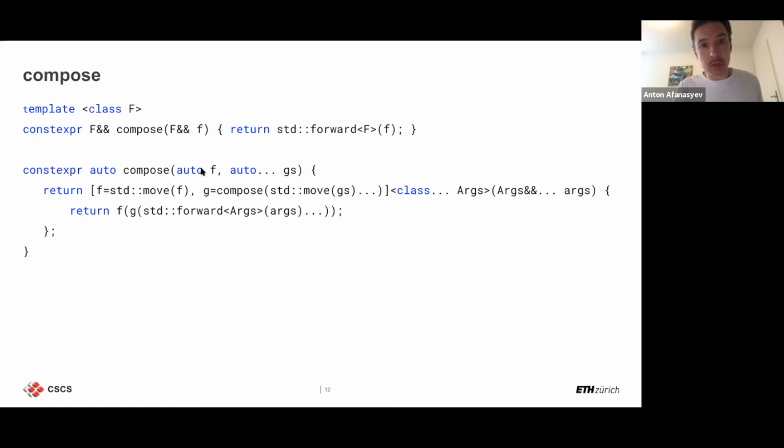So if you have some function F and others, we first compose all the others into some function that is called G. Then we move F and G into the capture, and we return another functor that takes its arguments and perfect forwards them to the composition of F and G. Easy.